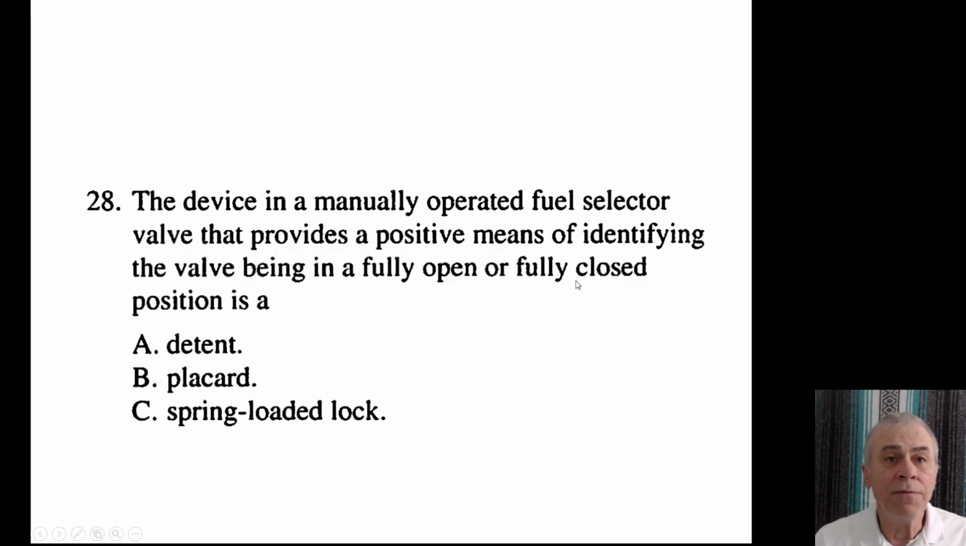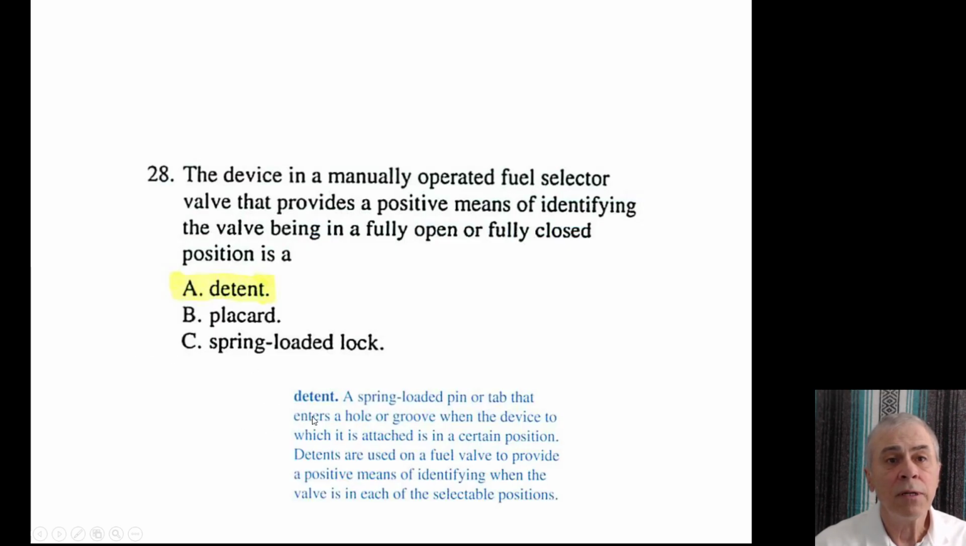And the device in a manually operated fuel selector valve that provides a positive means of identifying the valve being in a fully open or fully closed position is a detent. I suppose a detent could be evolved into a spring-loaded lock, but the detent is the proper word. All right, that should do it.